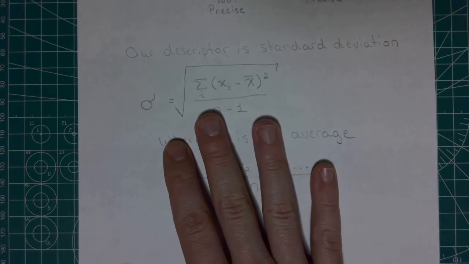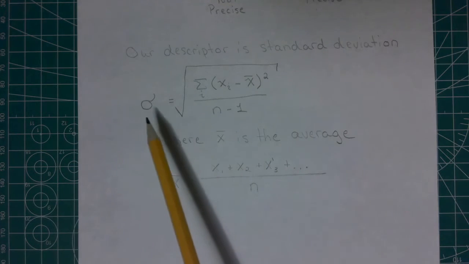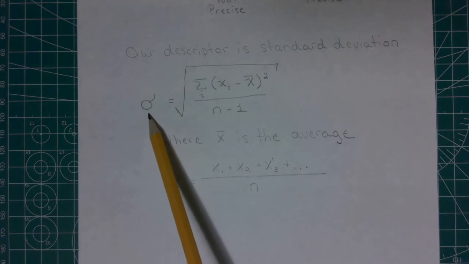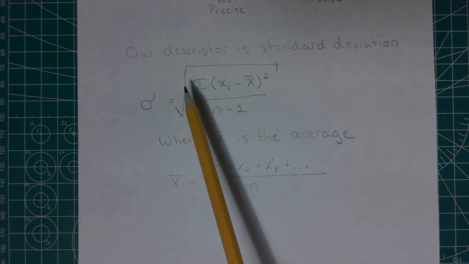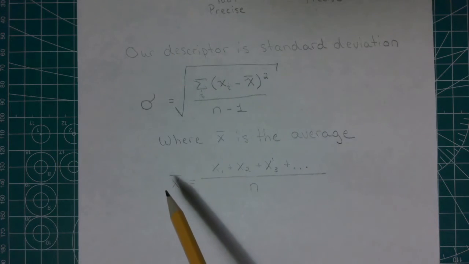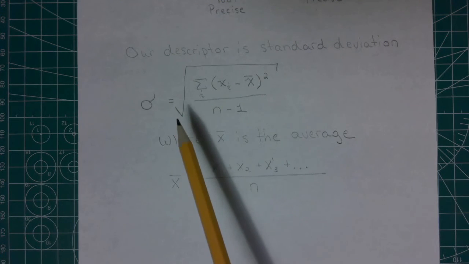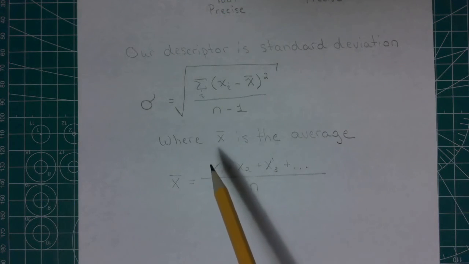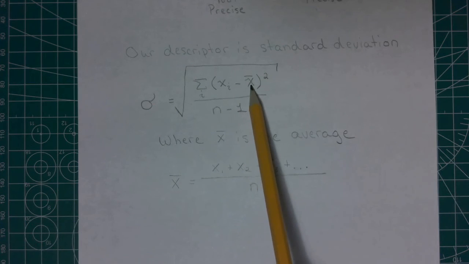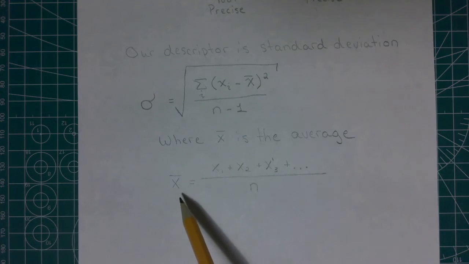Now, our mathematical descriptor for precision is going to be the standard deviation, and it's often abbreviated with this Greek sigma. It's got a pretty gross looking equation that goes along with it. But I don't want you guys to be scared of this guy. We're going to talk about this in some other videos and work on it there. But it does also bring in the idea of the average of these different measurements. And the average is something that we can handle pretty easily.